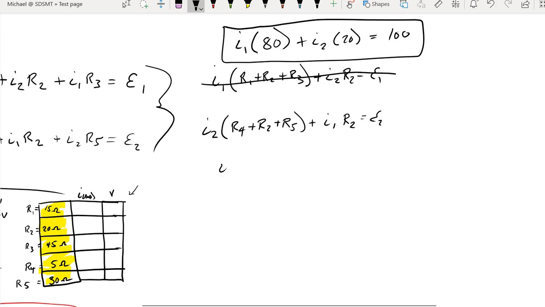The bottom equation, I2 times the combination of R4, R2, R5. That gives us, let's see, 20 and 30 and 5 is 55.